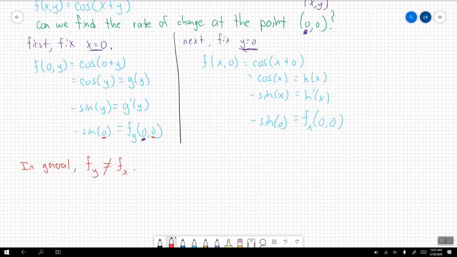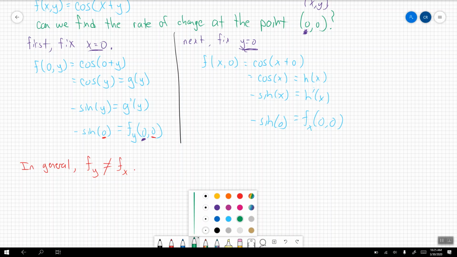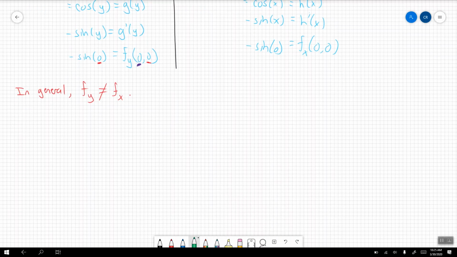Now, given those two derivatives, we can extract a definition that we are going to work with. In this case, anytime that I want to look at the derivative with respect to x for this multivariable function, it's going to be the limit as h is approaching 0 for the function f of x plus h, comma y, minus f of x, y. All this divided by h.